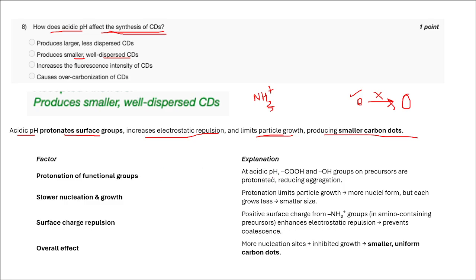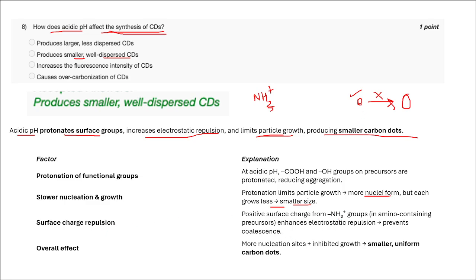So at acidic pH, COOH and OH groups on precursors are protonated, reducing aggregation. Slower nucleation and growth. Protonation limits particle growth. More nuclei form, but each grows less, smaller in size. Means at this stage, more nuclei are formed, but they do not grow much. The nucleation is less because of which they do not grow in size, and smaller sized carbon dots are formed.